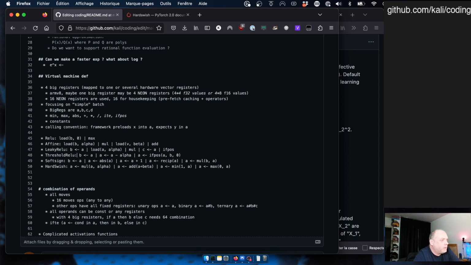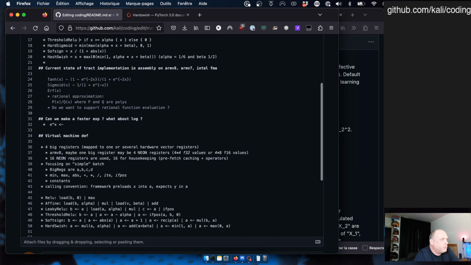Then what else? Threshold ReLU, threshold. So we end with the if pose. We want in B we will want X, which is good. In C we want, nope. Yes, in C we want. So we cannot put X in B yet because we need to put alpha in B to do the subtraction. So we are going to put X in C. We are loading alpha in B.